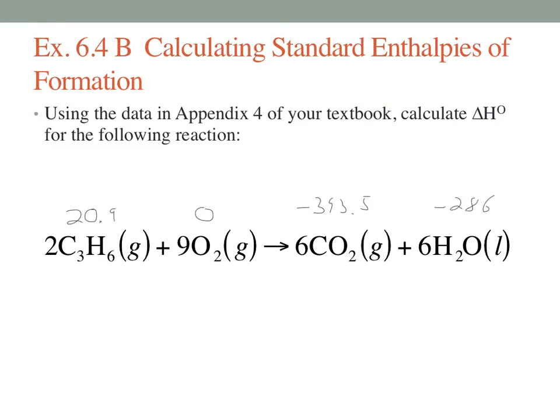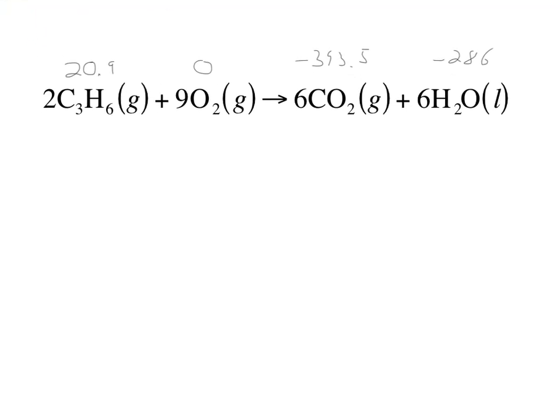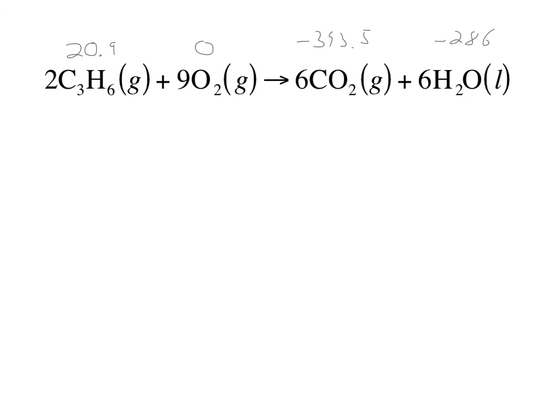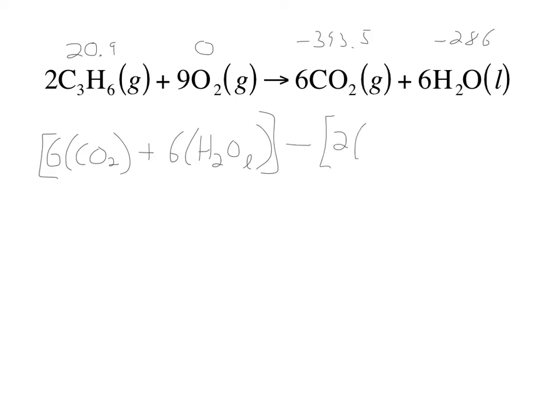So now the coefficients are going to come into play, and we need to remember products minus reactants. Products minus reactants. If we're really careful here, we know we're going to have 6 carbon dioxides. Don't take shortcuts with this. It's worth writing all of these down. 6 waters, and you always need to watch out, solid, liquid, or gas, especially with the water. Those are my products, minus the reactants. 2 C3H6s plus 9 O2s.